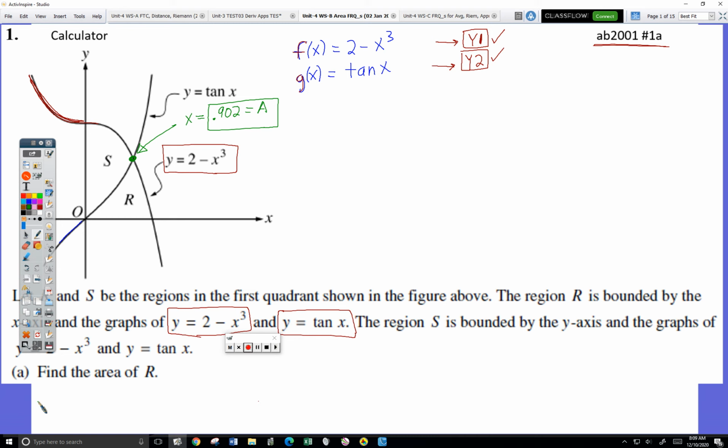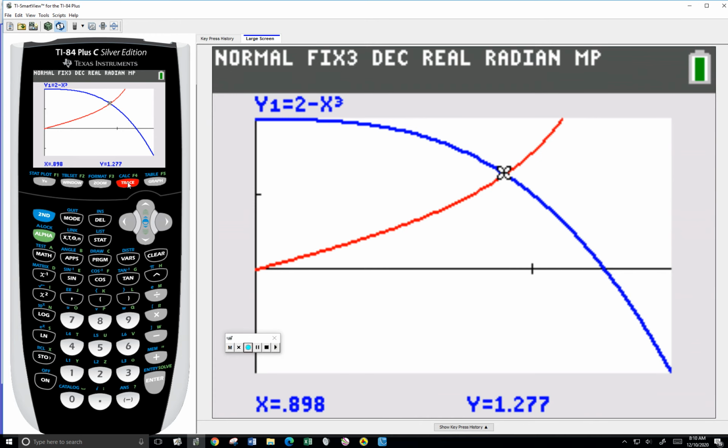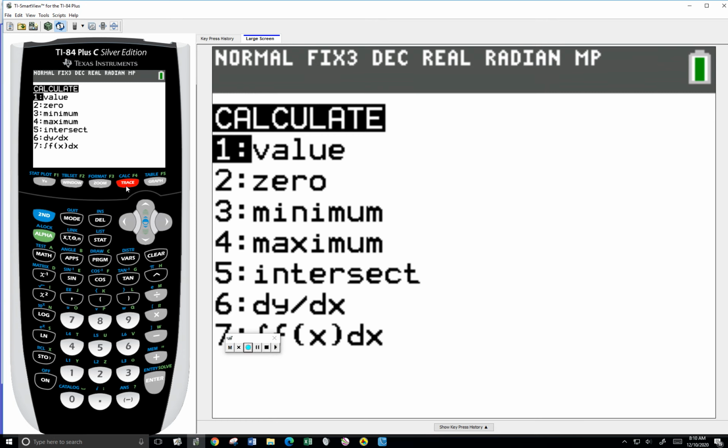Okay, so we found that. We need to find this x-coordinate here as well. So we go back to our calculator. This time we're looking for a 0. So this x value, back to here. We go second, trace again. Second trace, come on. We want the 0, which is number 2.